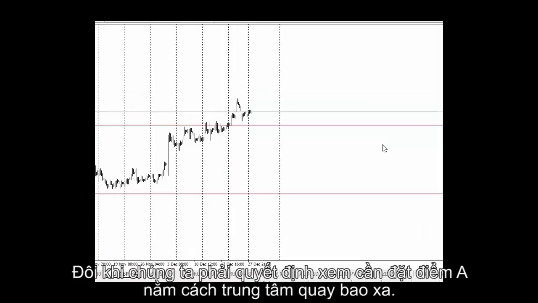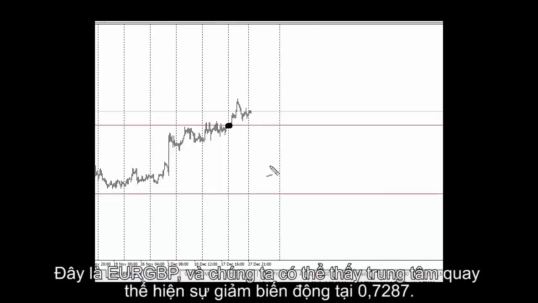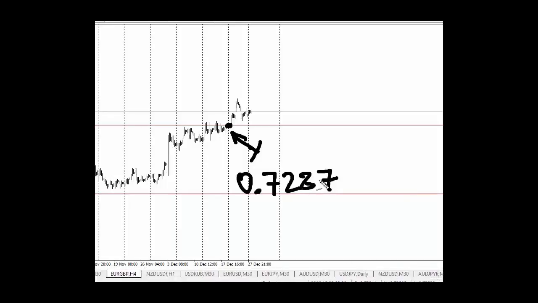Sometimes we have to decide how distant the A point is going to be located from the rotational center. For example, here it is a 4-hour chart. I have put the higher time frame here to show you a bigger picture of this example. This is Euro versus British Pound, and you see the rotational center, which shows us reduced volatility, is located at 0.7287, and we have several points here that might show us possible A points.